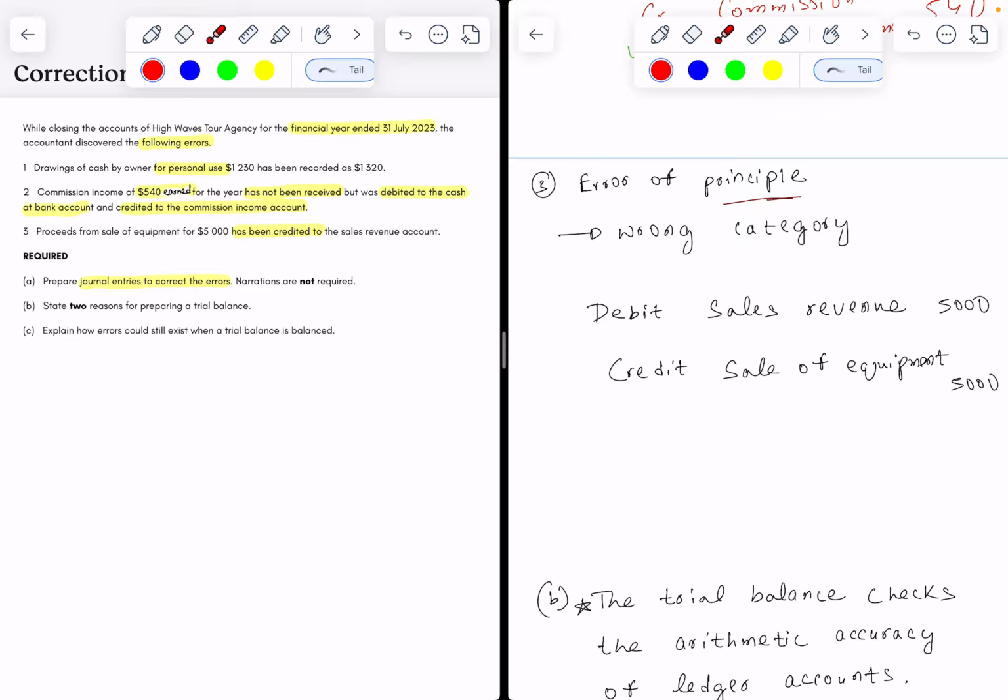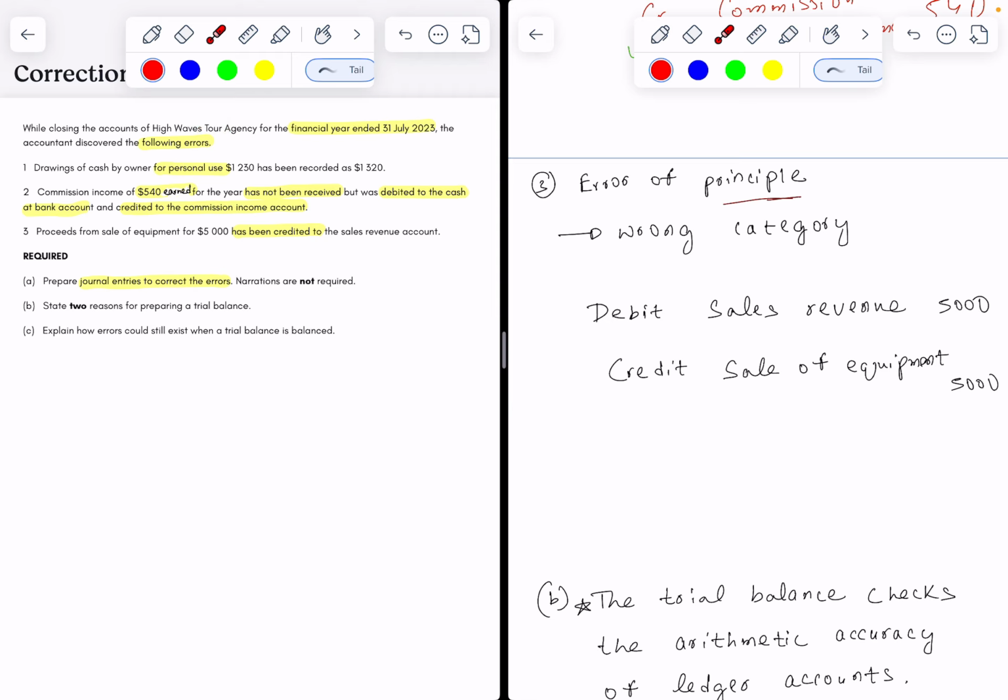so we can confidently say that because it's a travel agency, it deals with things that are involved in a travel tour business where you sell tickets or packages for holidays. But when you're selling a non-current asset, which is the equipment, that money which comes from this non-current asset sale cannot be classified as a revenue. This is what we call an error of principle because the wrong categories are involved.